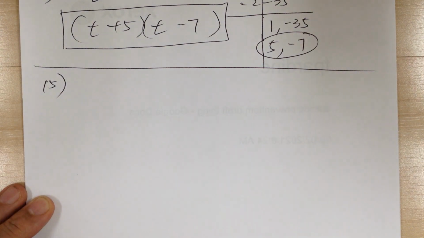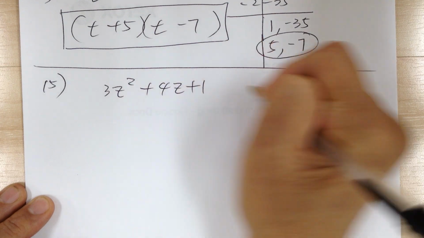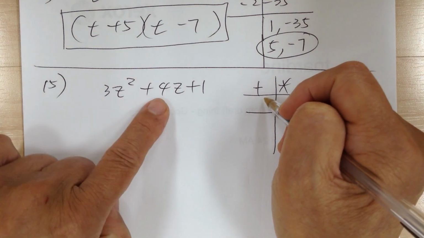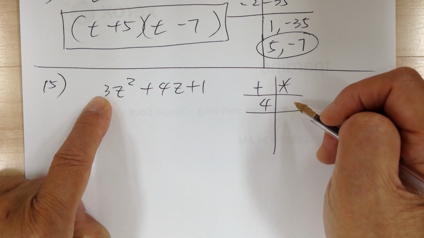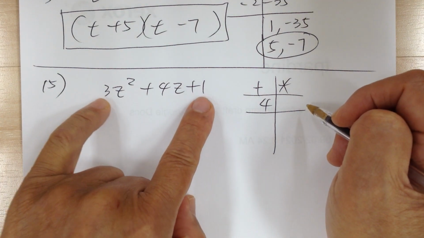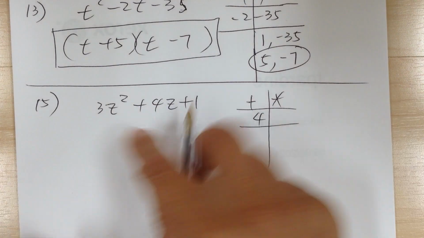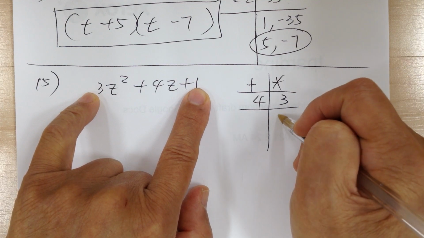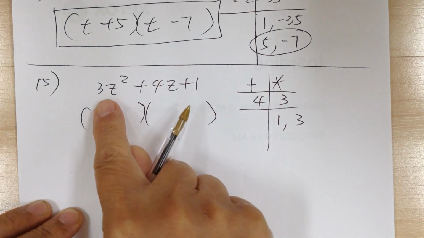Number 15, you got 3z squared plus 4z plus 1. Now you have to be careful. When there's a number in front, it complicates everything. So this is called a master product. You have to multiply this together. Before we didn't do that because this is a 1, right? So when you multiply 1 times, you're still going to get the same number. But right now there's a number in front. So you have to multiply, we get 3. And so now when you're doing your combination, you're going to get 1 comma 3, and this is it, right? Now you have to be very careful. So you have to break down the first term.